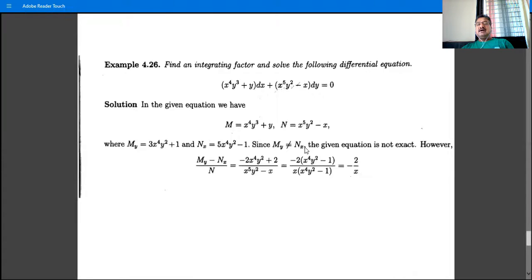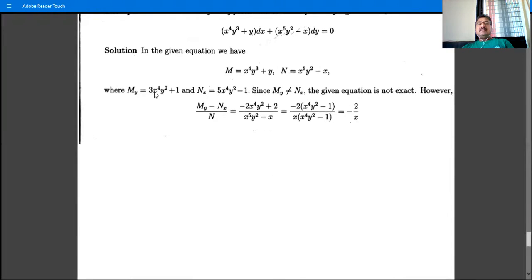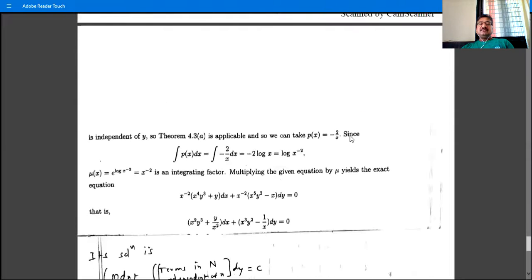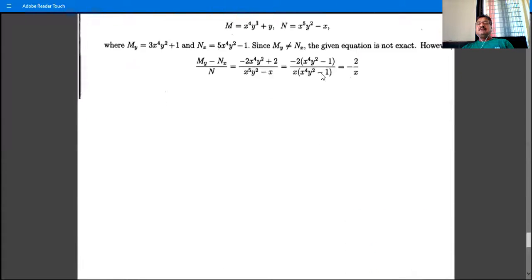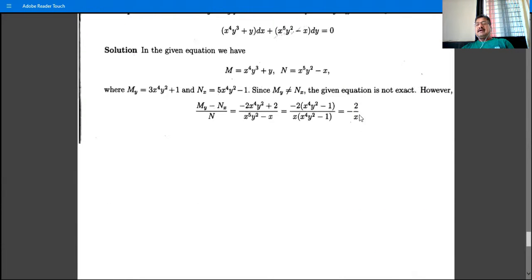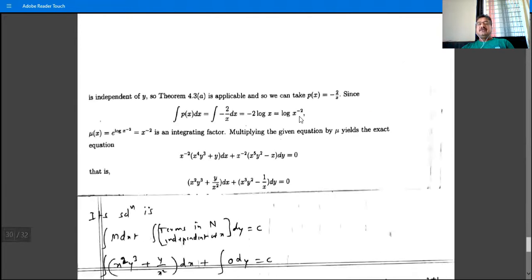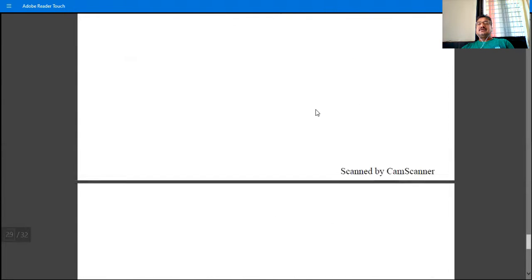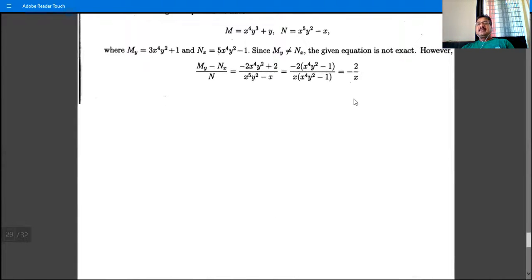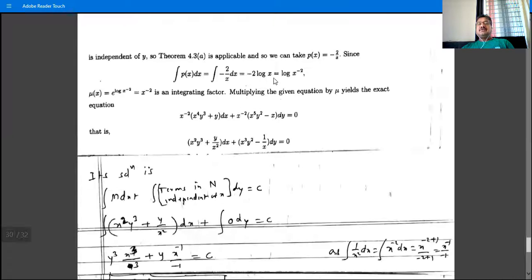Again, the same type of problem: find the integrating factor and solve. So write M, N, then find ∂M/∂y and ∂N/∂x; both are not the same, so the given differential equation is not exact. Then find this ratio as minus 2 by x, and this is independent of y, purely a function of x. So it is denoted by f(x), and then find the integration of f(x) as minus 2 log x, which means log x to the power minus 2.